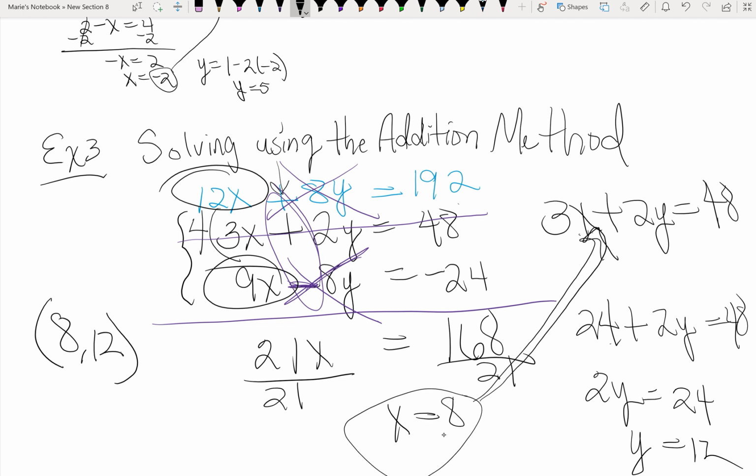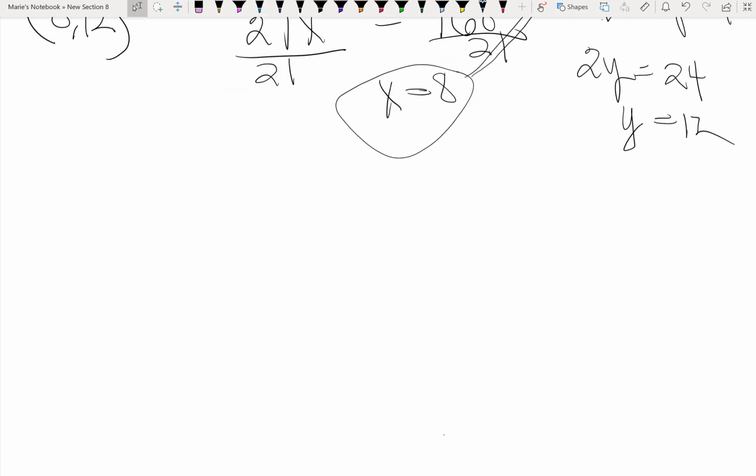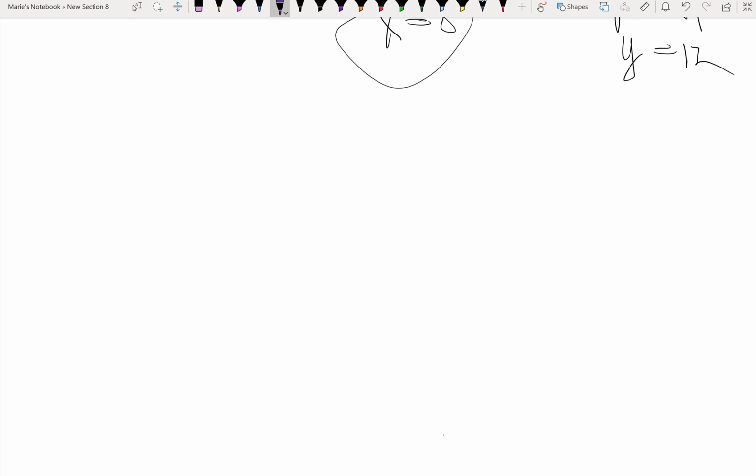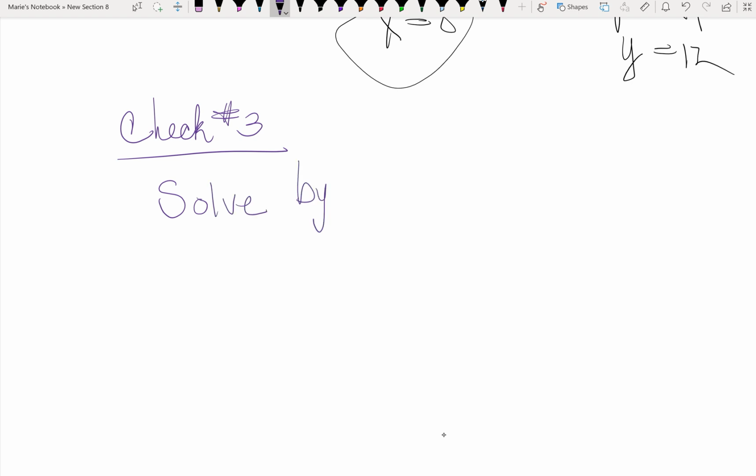Easy peasy? Is there anyone who would like to do a second example of that? Or shall I move on? Could we try one more? Okay. You're going to get plenty of practice in your homework, but let's do some here. All right, so you're going to solve by the addition method.